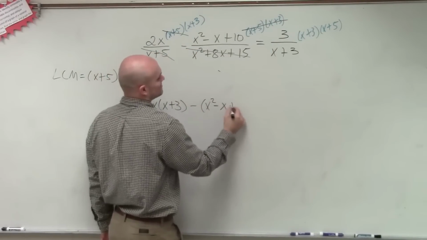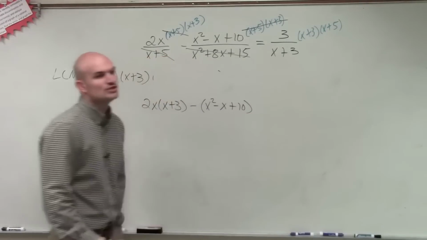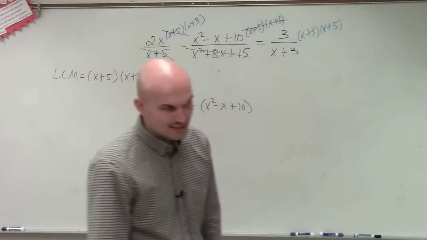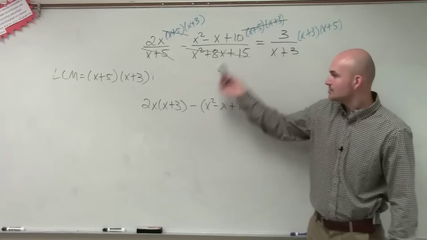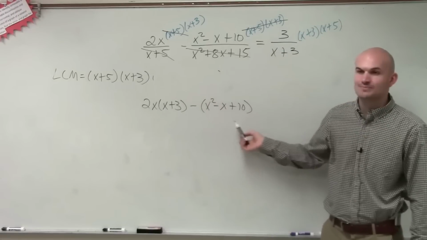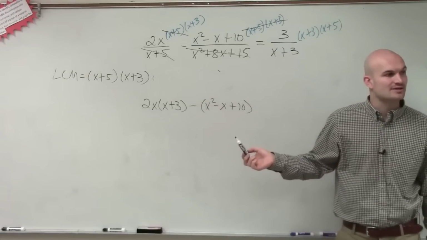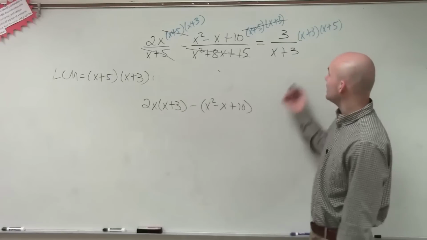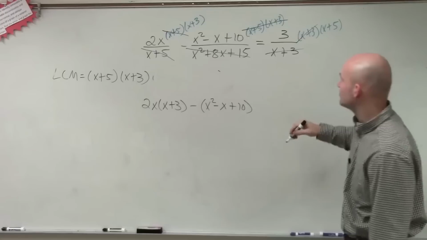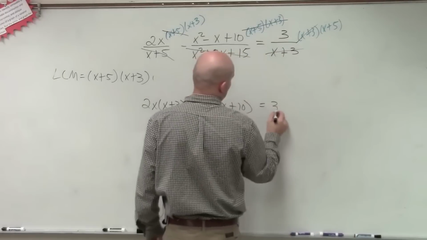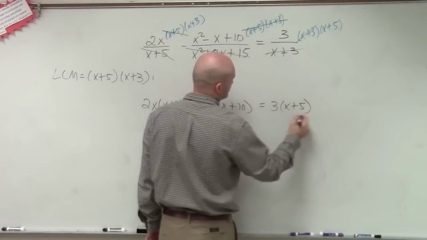x squared minus x plus 10. Notice my inclusion of the parentheses. OK? You're subtracting this whole term. So you're subtracting x squared minus x plus 10. So I want to put parentheses in there so I remember that. Then when I go over here, I notice x plus 3 divided by x plus 3. That divides to 1. So that's going to equal 3 times x plus 5.